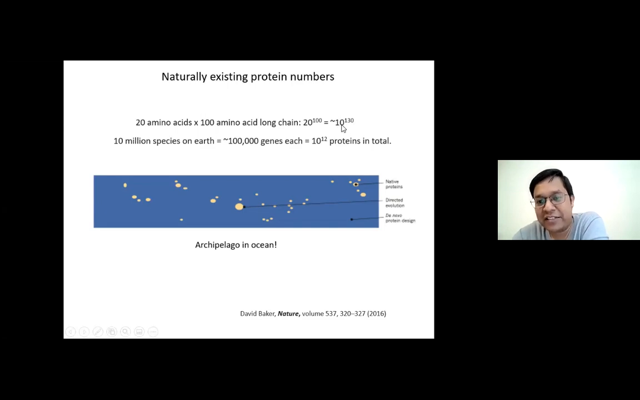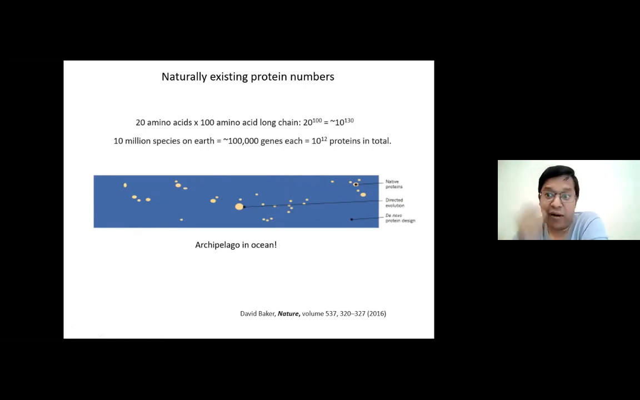So the possibility is almost 10 to the power 130, but we have only about 10 to the power 12 in nature. What does that mean? This is a slide I stole from my previous advisor, who a couple of years ago wrote an article in Nature. The white dots represent an archipelago in the ocean. Those are naturally existing proteins most likely, and the rest of this vast ocean is basically empty.